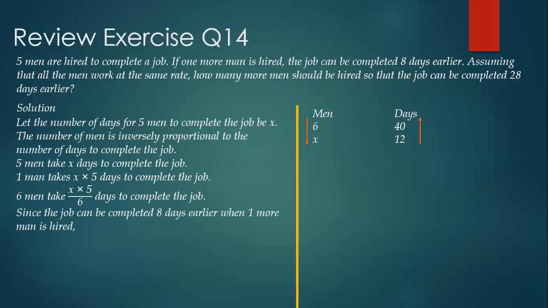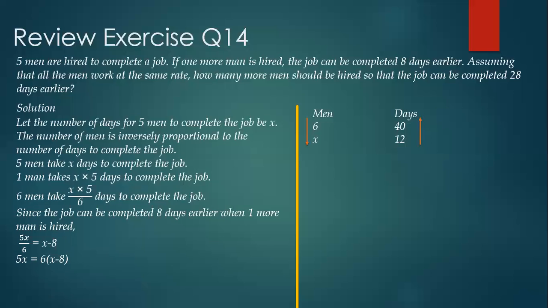Now remember, since the job can be completed 8 days earlier when one more man is hired, this 5 into X is 5X upon 6. X is the total number of days, and we are completing the work 8 days earlier. So from the total number of days, you have to subtract 8. This is the assumption.